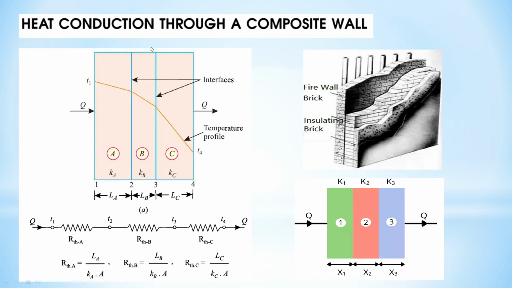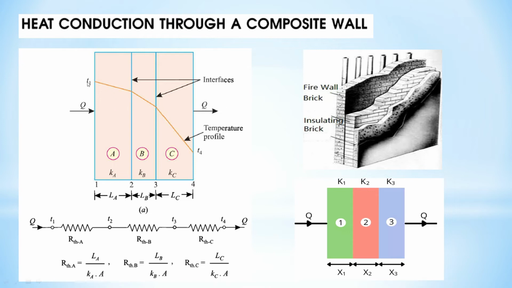So here we are considering three layers. Their thermal conductivities are Ka, Kb and Kc because they are different layers. In a composite wall of different materials, the thermal conductivity is also different, so there is a different resistance for each layer. So we are considering for wall A, thermal resistance RTHA; for wall B, thermal resistance RTHB; and for wall C, thermal resistance RTHC. So LA upon KaA, LB upon KbA, and LC upon KcA. Here we are considering the area as unit surface area.